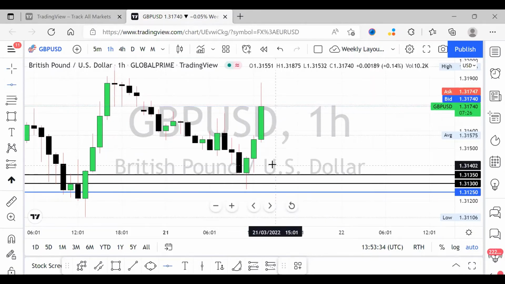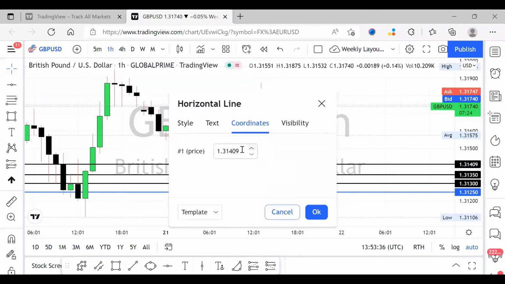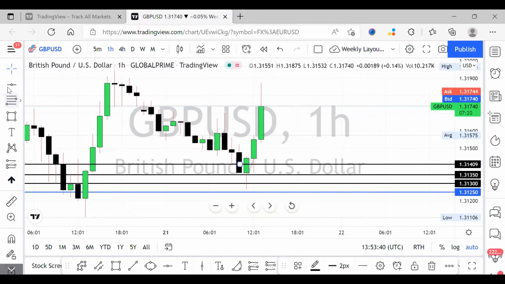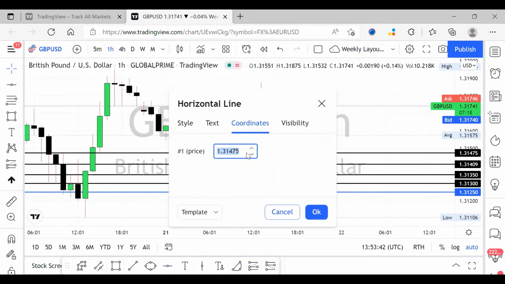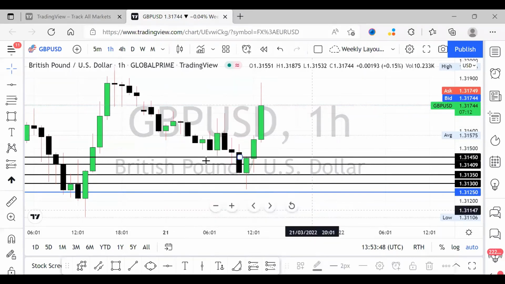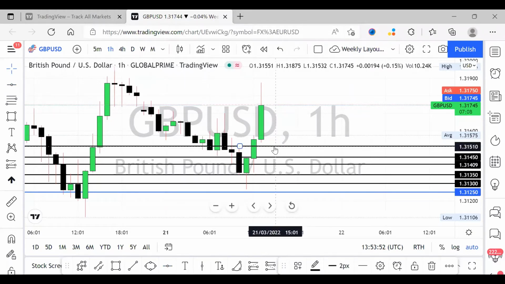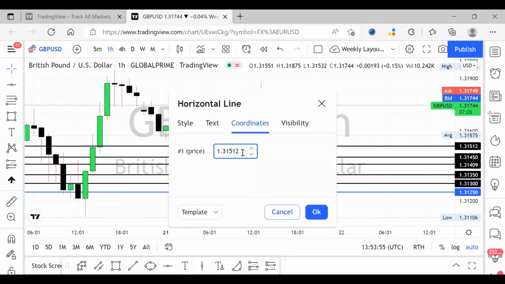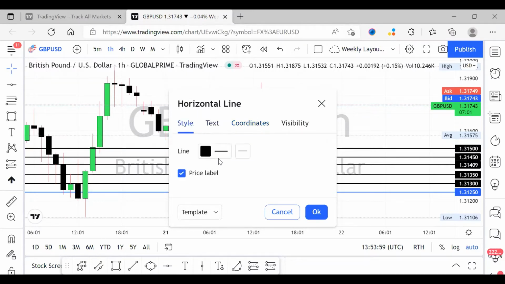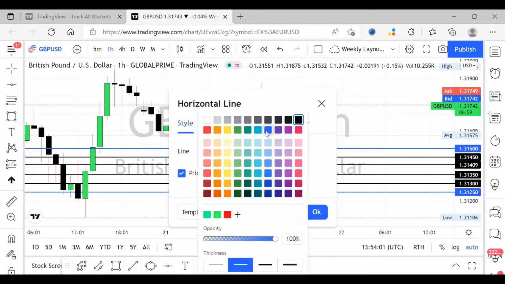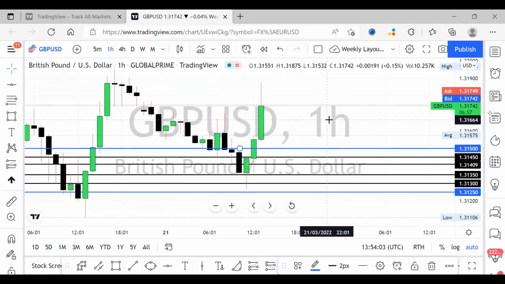You keep on doing that until you get to the next numbers. 400, then 450. Then the next one is going to be 250 pip increase. So change that to first 500. Change the style to the other one of the 250 pip increment.